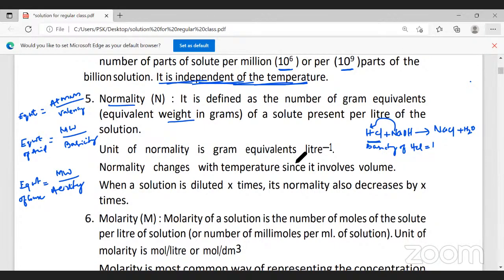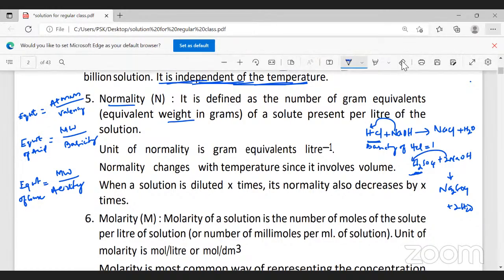So basicity means the number of replaceable hydrogen is called basicity. Now tell me, if I have H2SO4, H2SO4 will require 2 moles of sodium hydroxide to give sodium sulfate and water. Now you tell me how many replaceable hydrogen sulfuric acid has? 2. So therefore, the basicity of sulfuric acid will be 2.